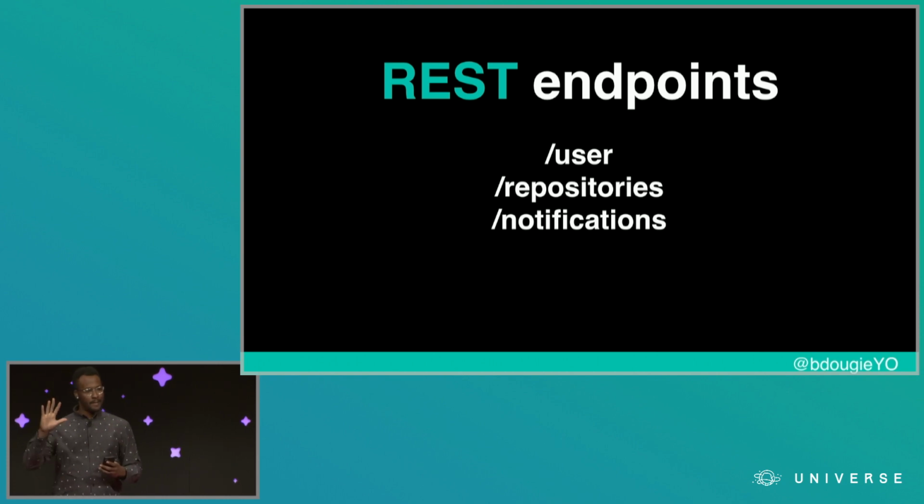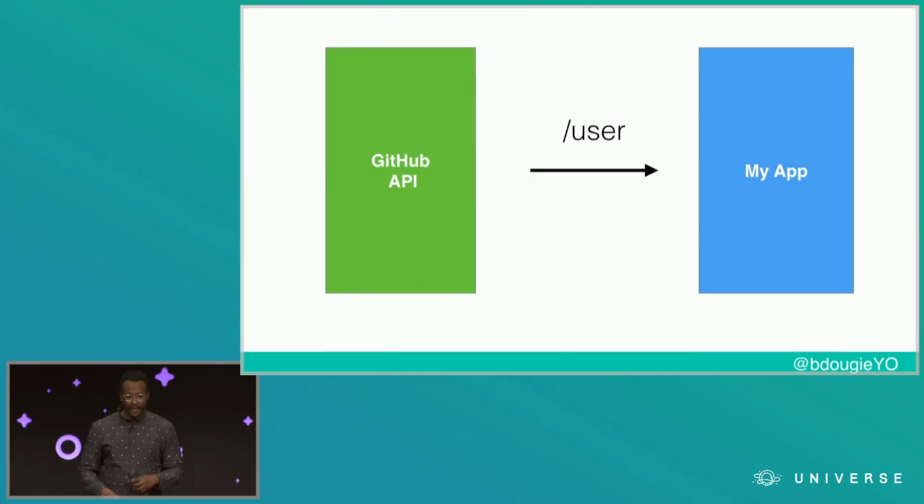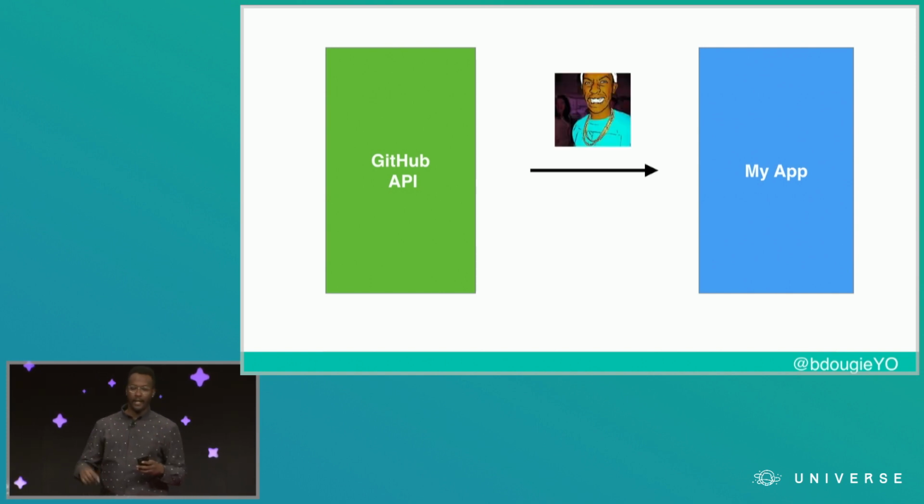Is everybody familiar with REST at this point? You use it? You use the GitHub API at this point? These are all endpoints for GitHub. You have /user, repositories, and notifications. Ideally, if I go to the GitHub API and go to my app, I expect to get a user back, right? Does that make sense? You guys tracking with me?